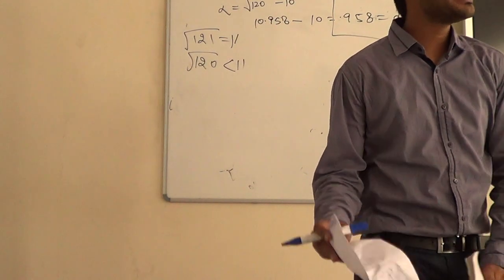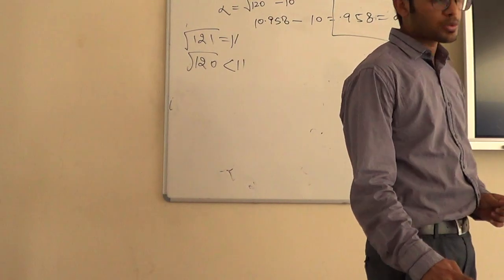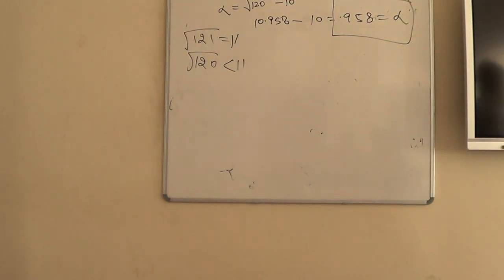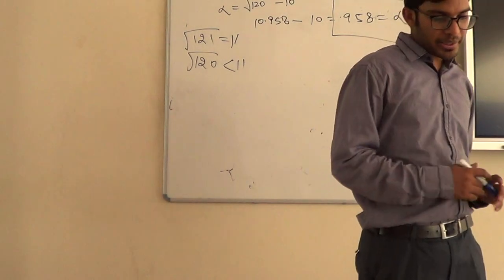Calculate the pH of 10 to the power minus 2 molar NH3. KB is the same, 2 into 10 to the power minus 5.